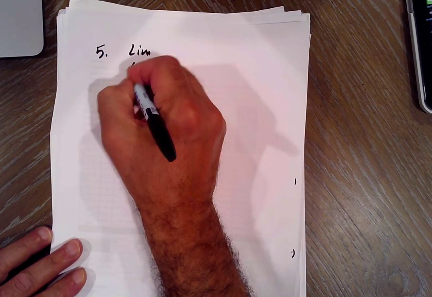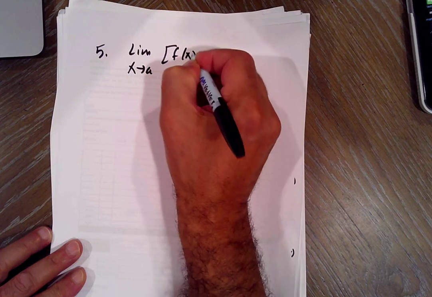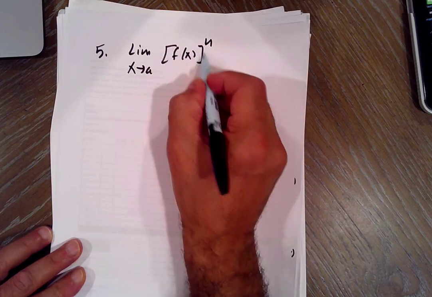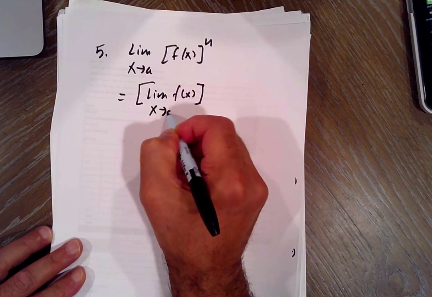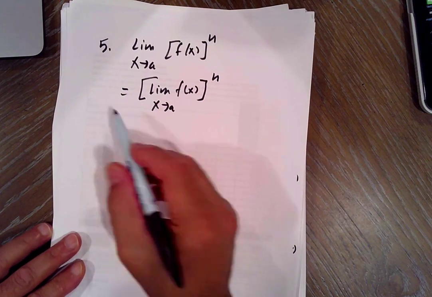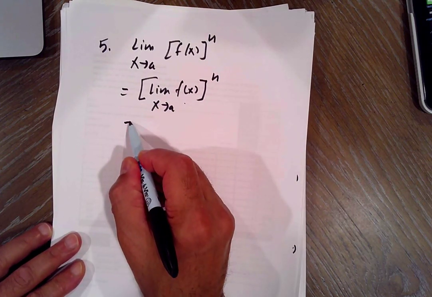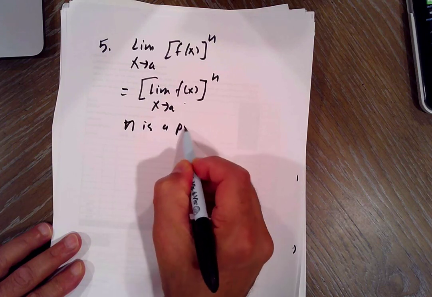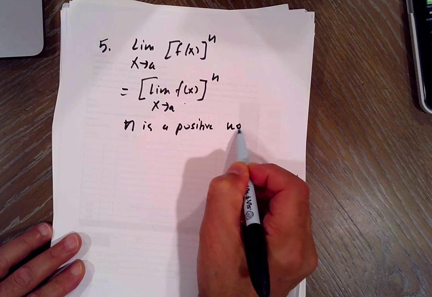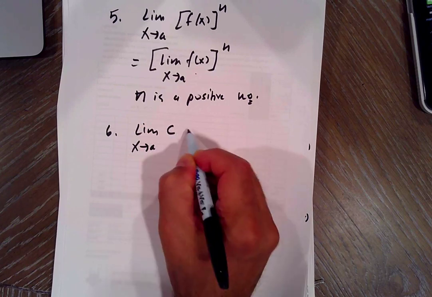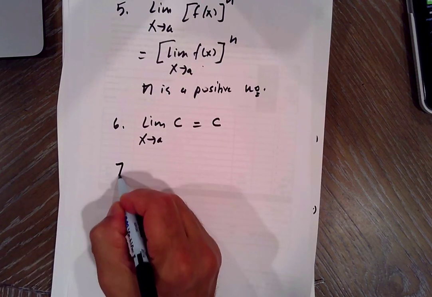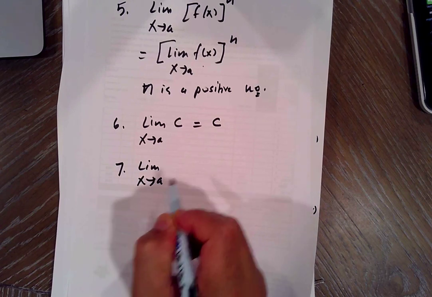So we've gone over 4 rules of limits. The 5th one is the limit as x goes to a of f of x to the power n. So if you're doing the limit of a power, you can do the limit of the function inside the parentheses and then raise it to the power, as long as that limit exists and n is a positive number. The limit of a constant is the constant itself, and the limit of x as x goes to a is a.